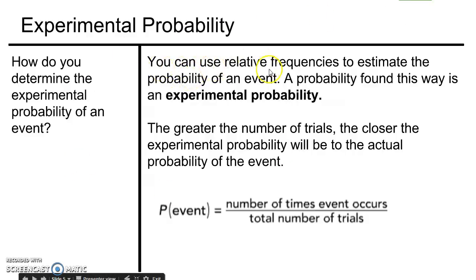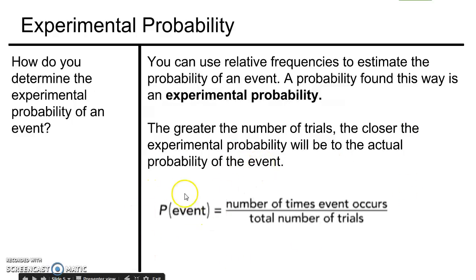You can use relative frequencies to estimate the probability of an event. A probability found this way is an experimental probability. So we're seeing that the term relative frequency and experimental probability mean the same thing. Okay? The greater the number of trials, the closer the experimental probability will be to the actual probability of the event. Okay? This is our formula.